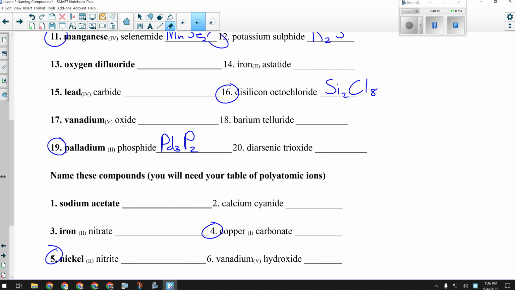From the lower section, number 4, copper 1 carbonate. Ionic or molecular? Ionic. So Cu +1, carbonate is polyatomic, CO3. That's a -2, drop and swap. Cu2CO3.